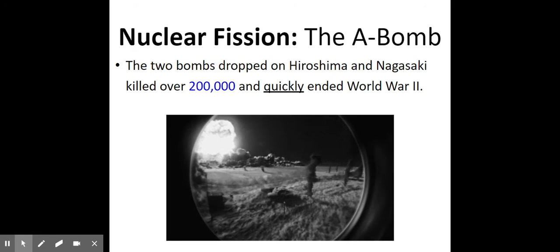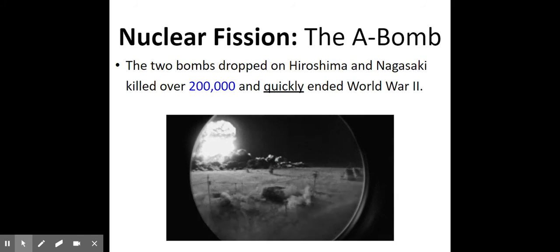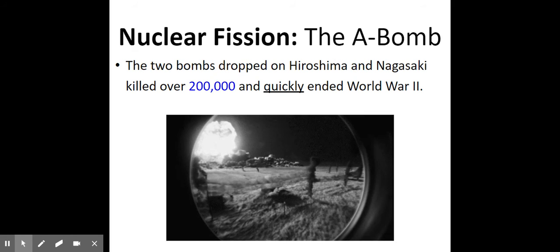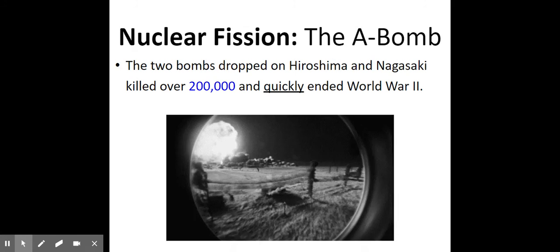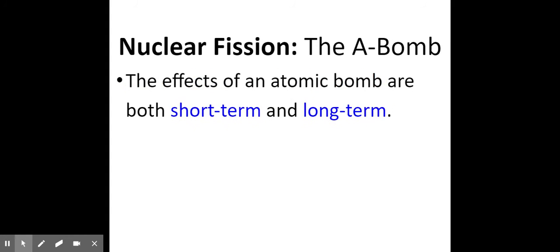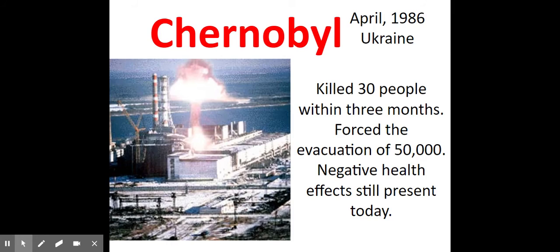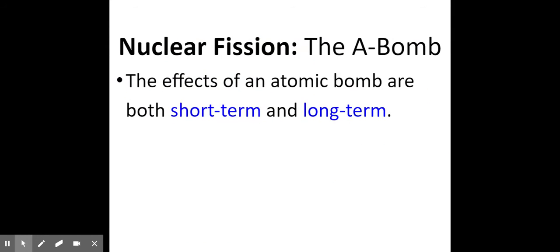So the bombs that we dropped on Hiroshima and Nagasaki killed over 200,000 people, and these ended World War II very quickly because who wants to combat with nuclear force, right? However, the effects of an A bomb are both short-term and long-term and tend to be very devastating, okay? You have people who will die instantly because they were very close to the A bomb's location drop, and then you'll have people who suffer from the symptoms for their whole lifetime, perhaps for a few years before dying, or even just for a few months.